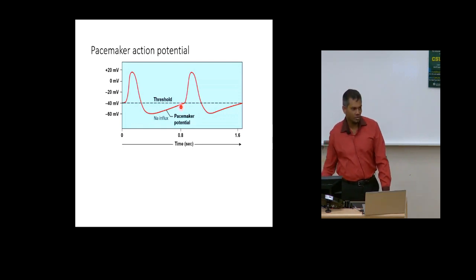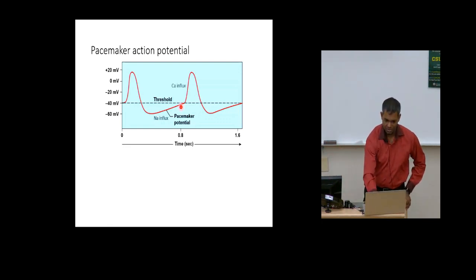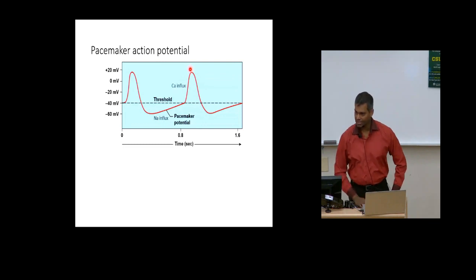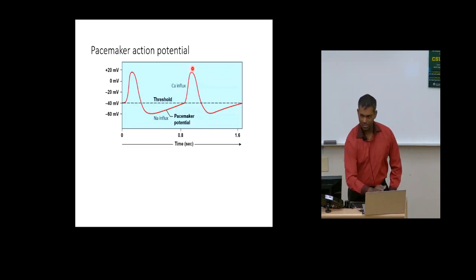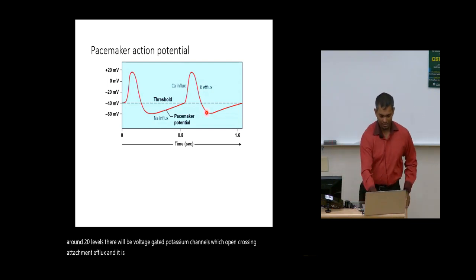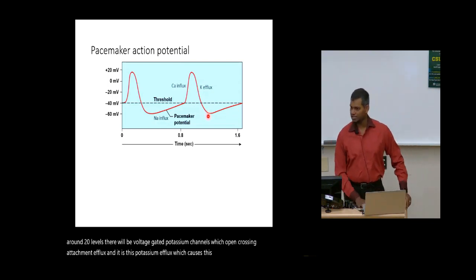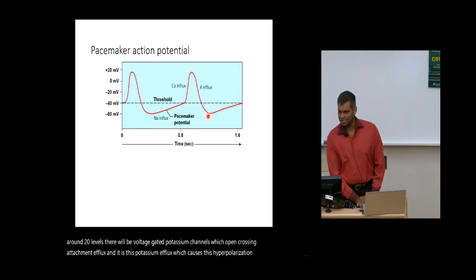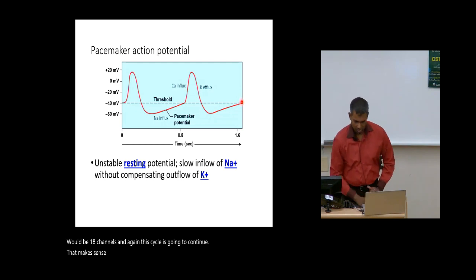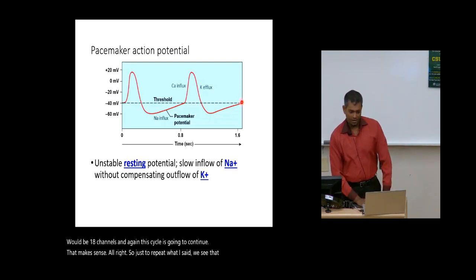Right? So that is the unique thing in these autorhythmic cells. There are voltage-gated calcium channels which open, and so there is rapid influx of calcium causing quick depolarization, and at around 20 millivolts there will be voltage-gated potassium channels which open, causing potassium efflux. And it is this potassium efflux which causes the hyperpolarization, thereby opening the HCN channels, and again this cycle is going to continue. Does that make sense?